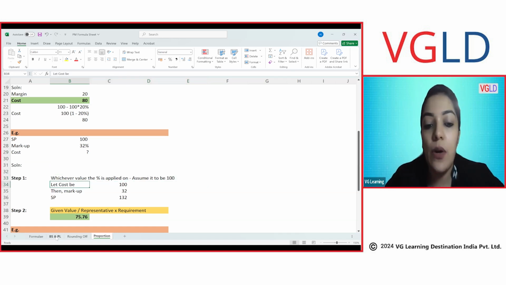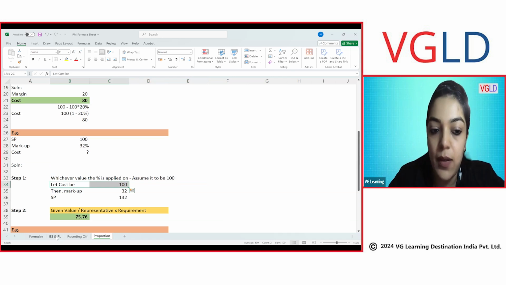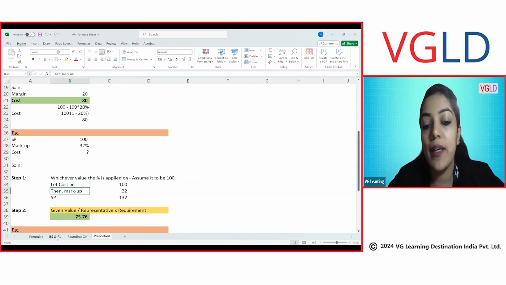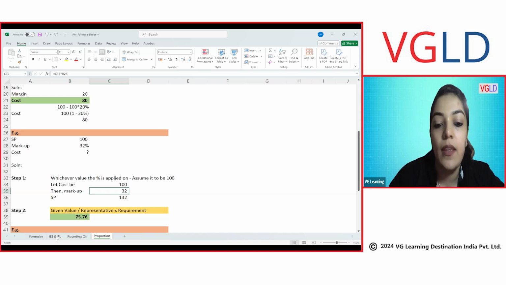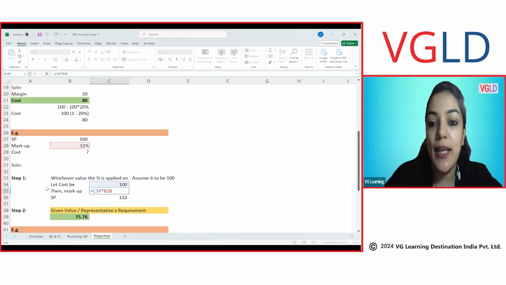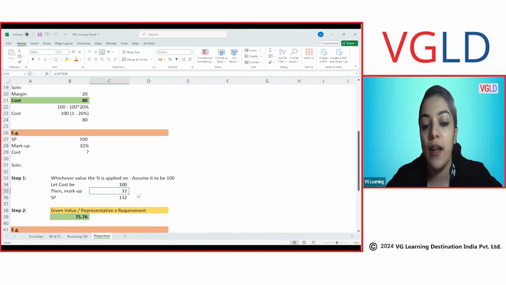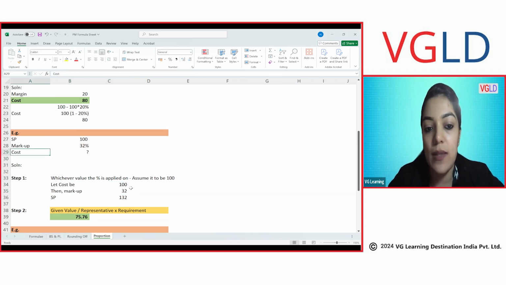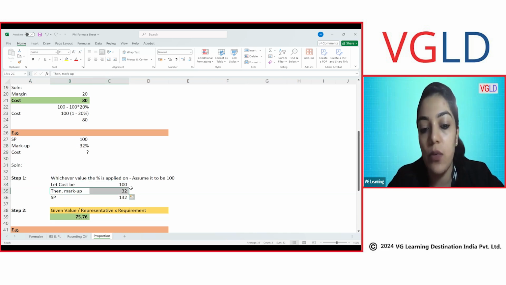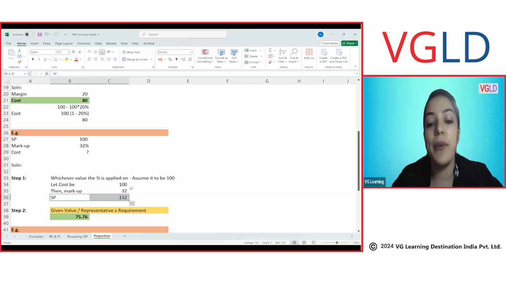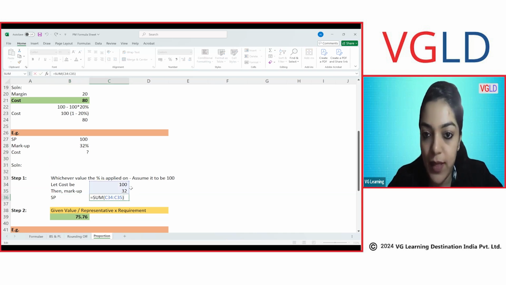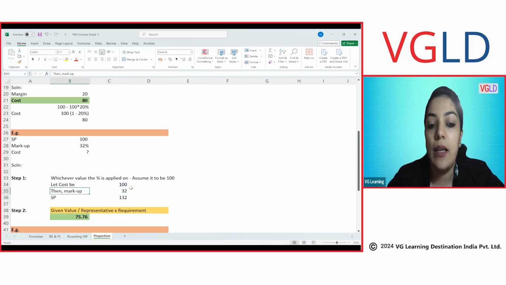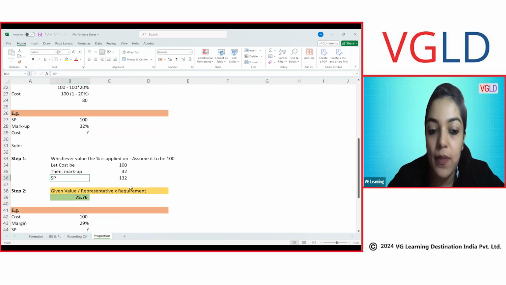Then, let cost be 100. And in that case, what will be the markup? The markup will be 100 into 32%. What will it be? 100 into 32%, because I can apply this percentage of markup on the cost and I'm assuming the cost to be 100. In that case, markup will be 32. In that case, selling price will be 132. Correct? Very easy.